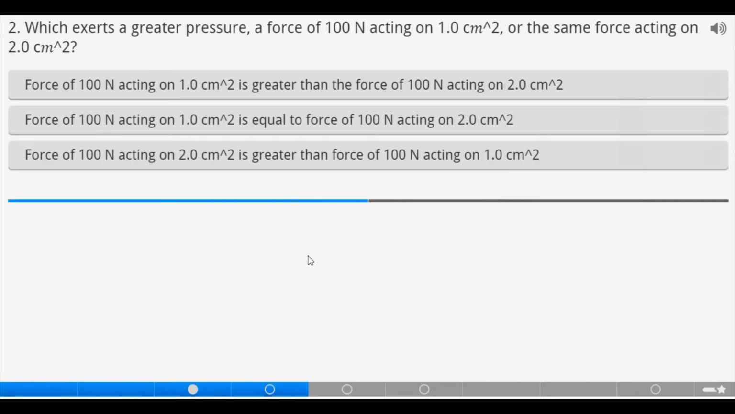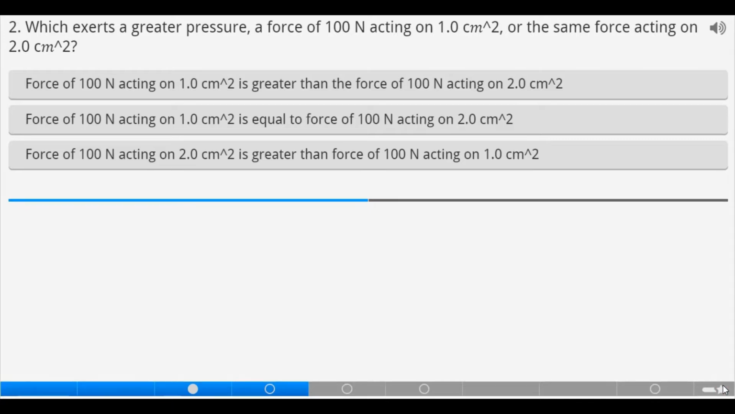So let's move on. We are asked again, number 2, which exerts a greater pressure? A force of 100 Newton acting on 1 centimeter squared, or the same force acting on 2.0 centimeter squared. Now, the area here is the issue. We want to see on which area we are going to have the greatest pressure via the same force of 100 Newton. So let me call it here P1.